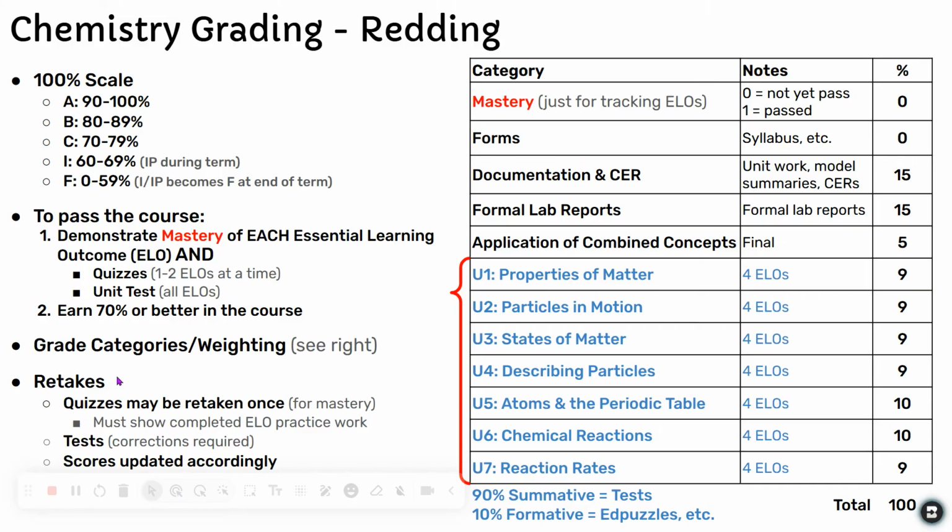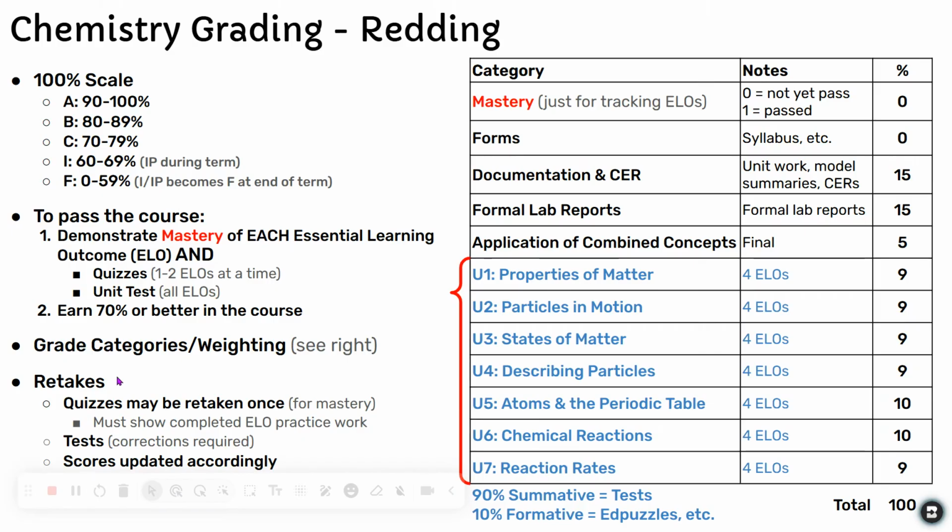So when I look at the Unit 3 grades for the student, items in that category would be broken down into either summative or formative, which you'll see at the bottom underneath the table. For example, the unit test would be 90% of this unit's grade, and formative things like Edpuzzles or other small learning opportunities would be 10% of their grade.